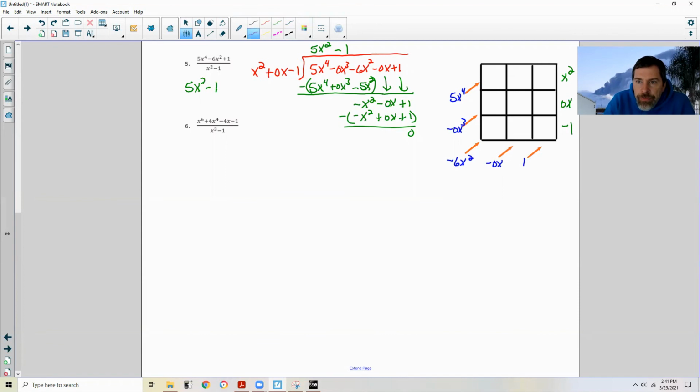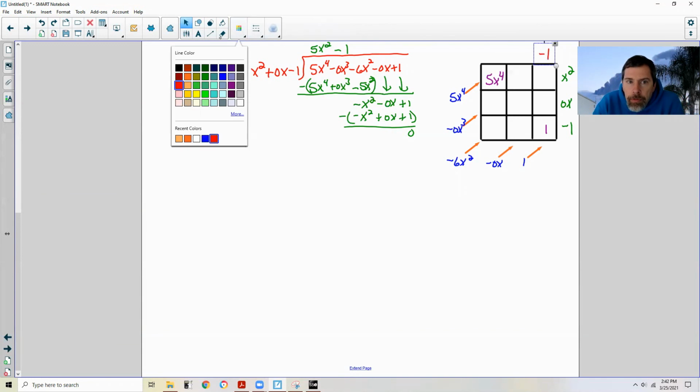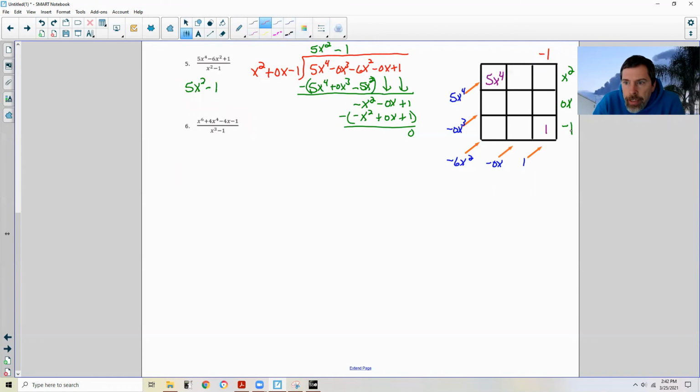So I know my first corner, the top left corner, is going to be the same as my value, and my bottom right is going to be the same as my value here. So that's how we get started. Negative 1 times a negative 1. Let's change to red for this. Negative 1 times negative 1 is 1. 0x times a negative 1 is still 0x. X squared times negative 1 is a negative x squared.